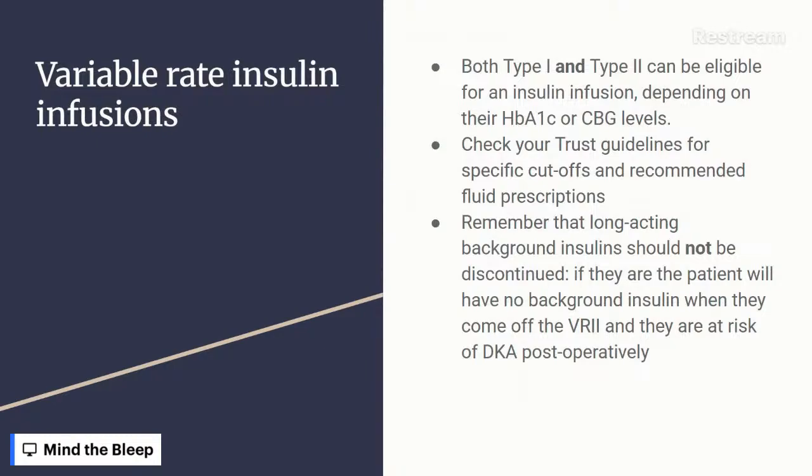Of course, as for variable rate insulin infusions, remember that it is a possibility that both type 1 and type 2 diabetes patients could be eligible for an insulin infusion, depending on various different factors, including the regularity of their blood glucose and their HbA1c. So again, just check your trust guidelines, look for specific cutoffs and what is recommended in terms of fluid prescriptions, because there can be quite a bit of variation there.